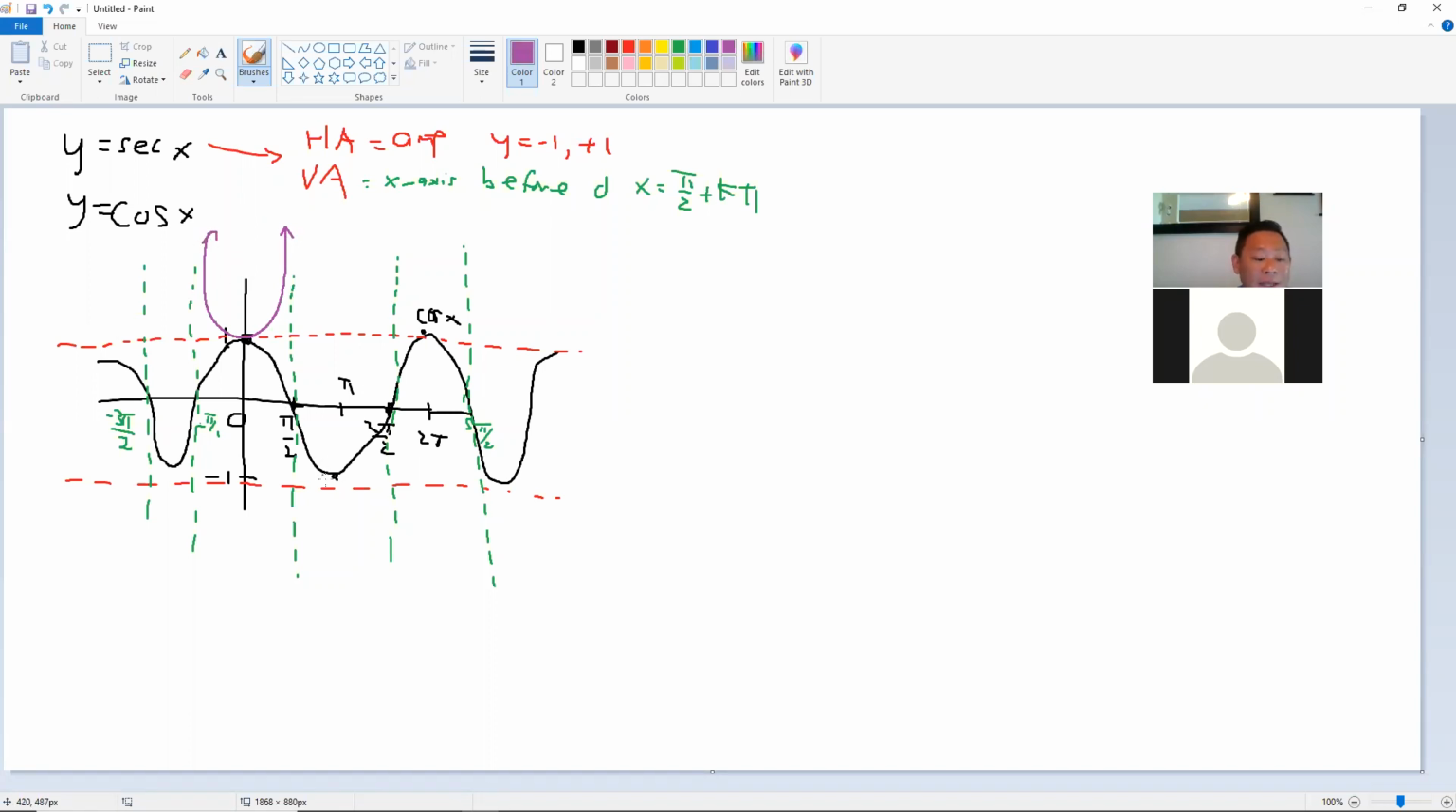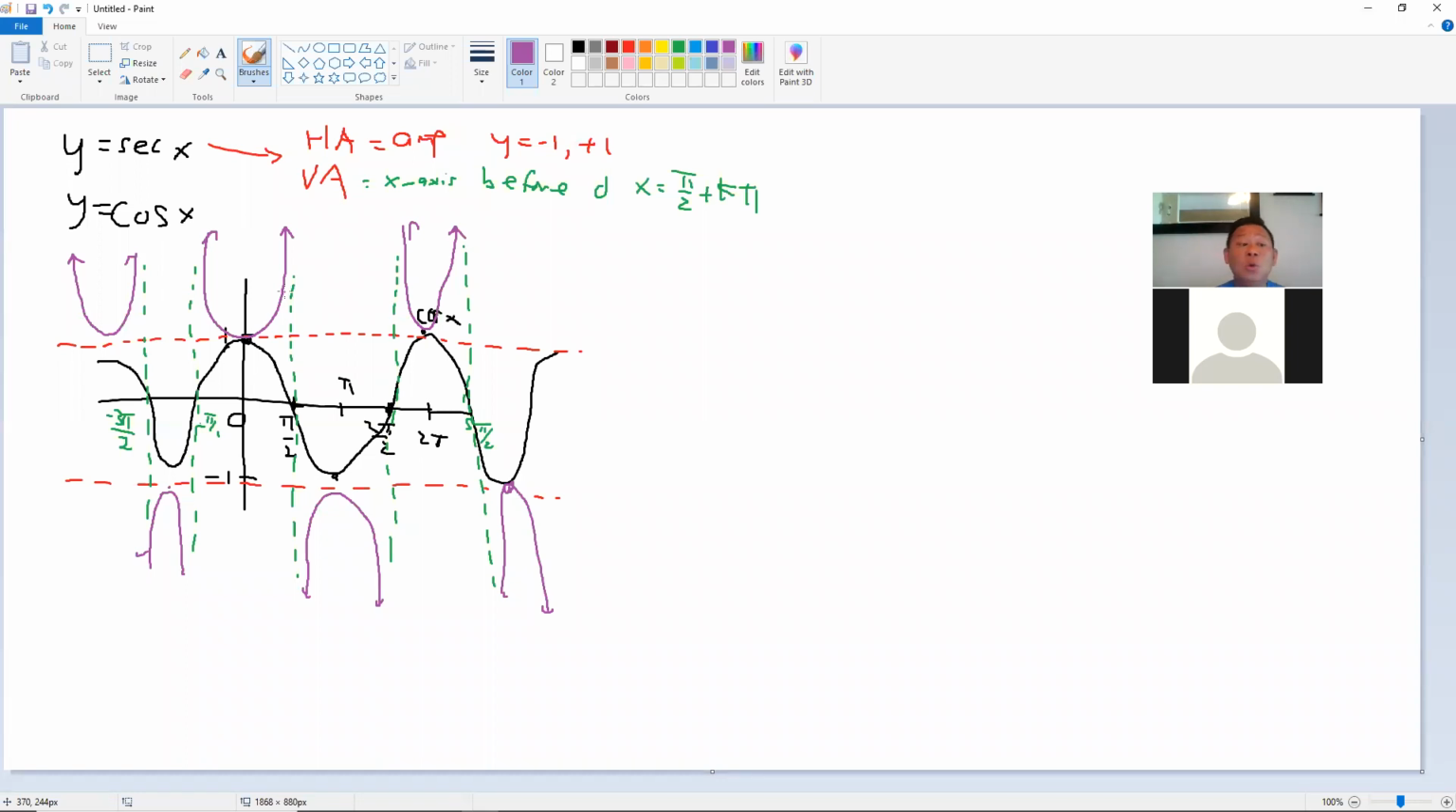And then this fellow is a valley, so it will go upwards like that. And then this will be a mountain or a hill, and this will go this way, and then this will be going downwards. And don't forget, it's not going to cross your horizontal asymptote, it will touch it. So it's going up, down, up, down, up, down like this. So the purple graph that you see here is your secant graph in this case.